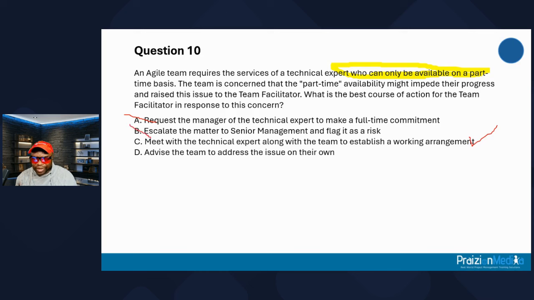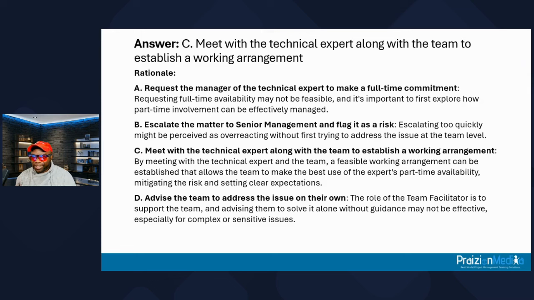B, escalate the matter, is a mother-may-I kind of thing. We don't do that when we can find a solution ourselves. And D, advising the team to address the issue, doesn't make sense. You're the team facilitator. So your job is to get common ground, consensus, and get people talking together. Be a bridge builder, be a servant leader. So the best answer, my friends, in this question is option C.